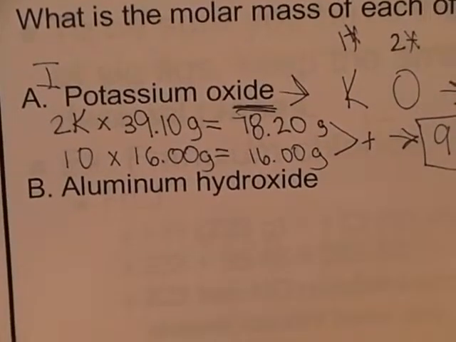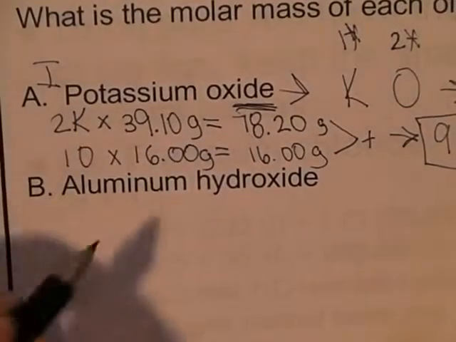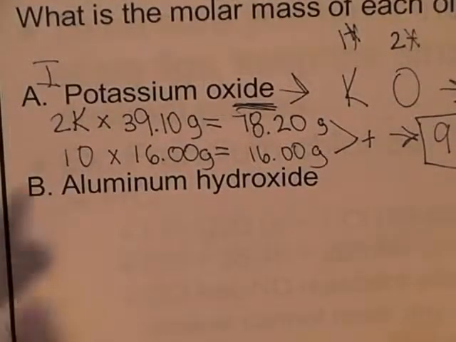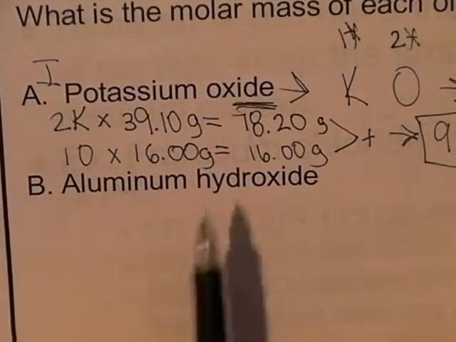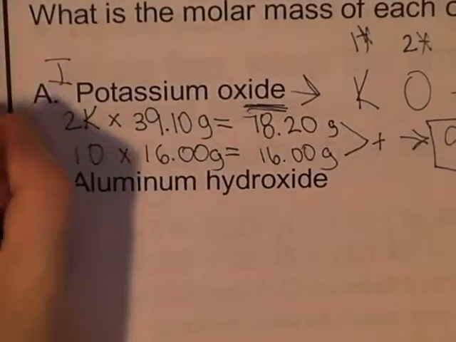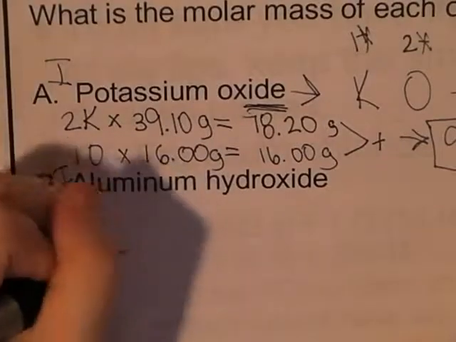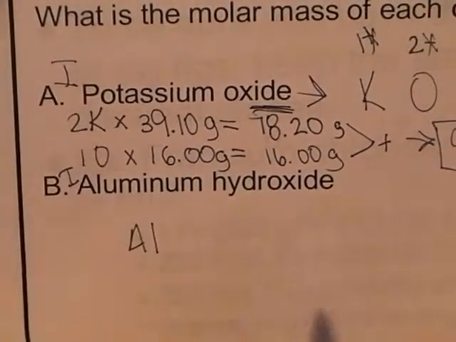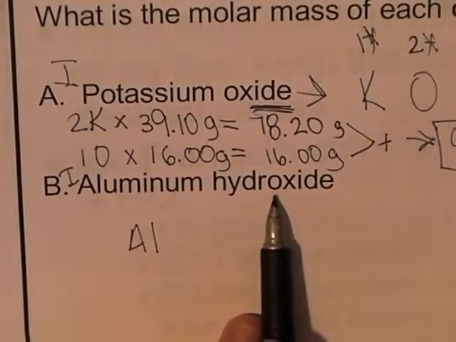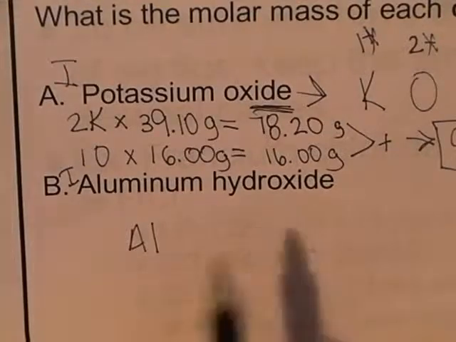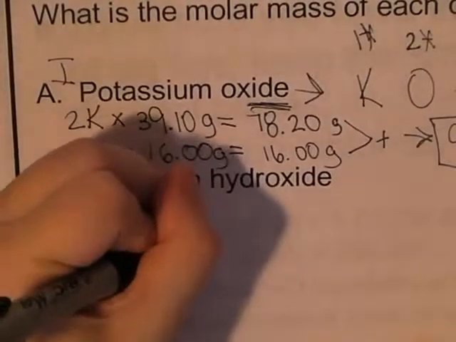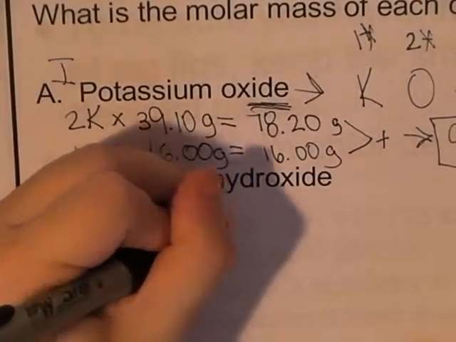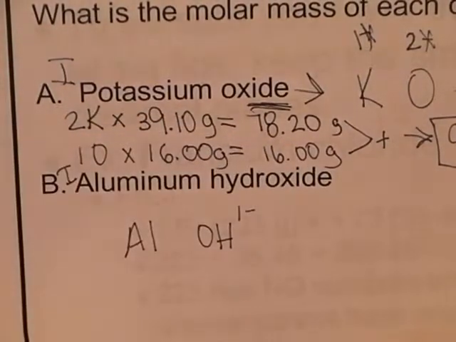Last one, aluminum hydroxide. So we need to write out the name or the formula form first. Is this ionic or covalent? Definitely ionic. Aluminum we treat as a metal. So we know that's Al. Hydroxide, not on the periodic table, right? It's a polyatomic ion, which all of you can look up. If you look up hydroxide, you know it is OH with a -1.